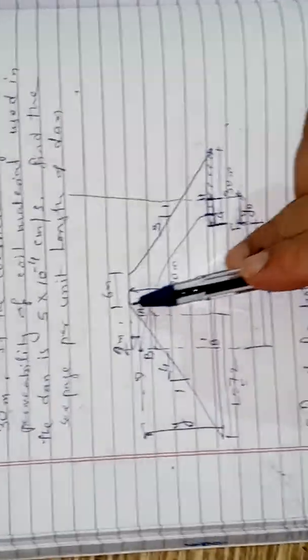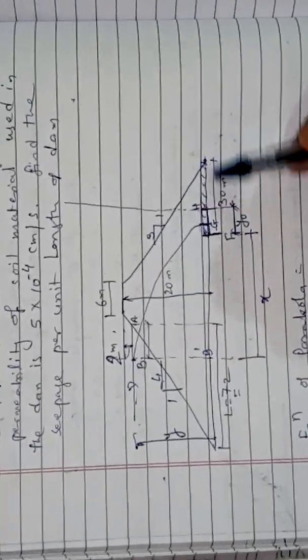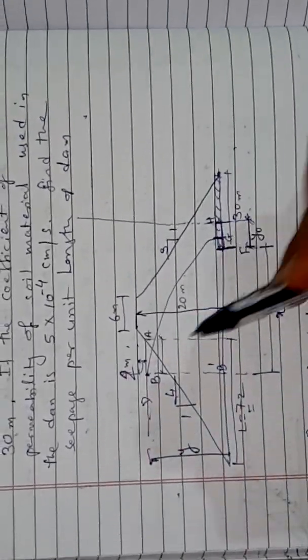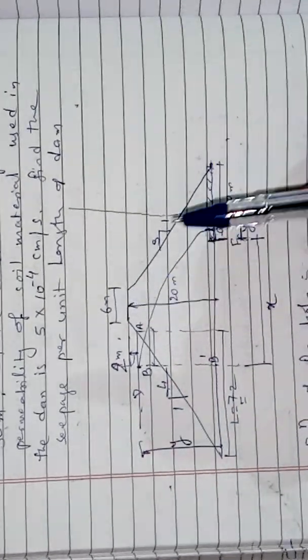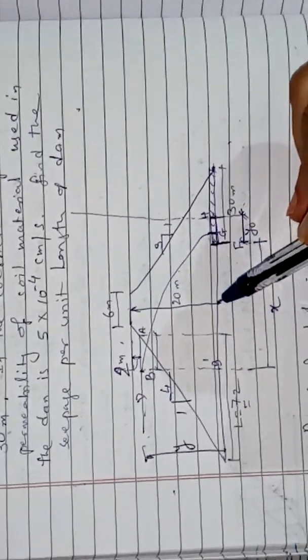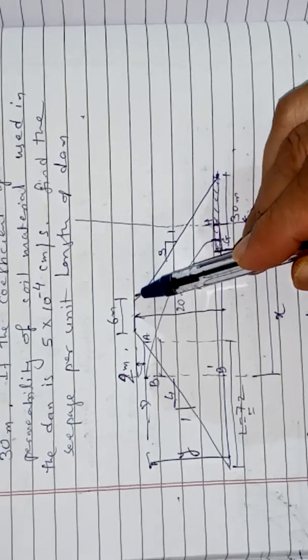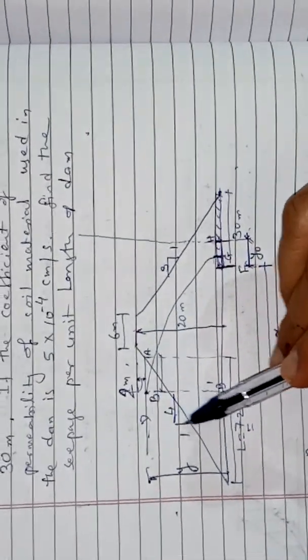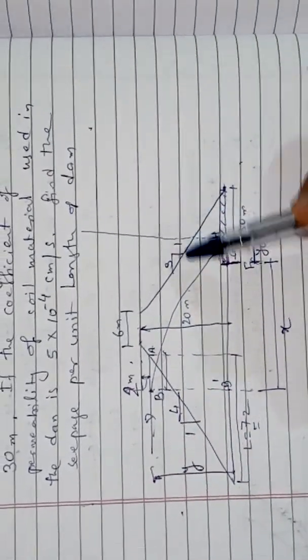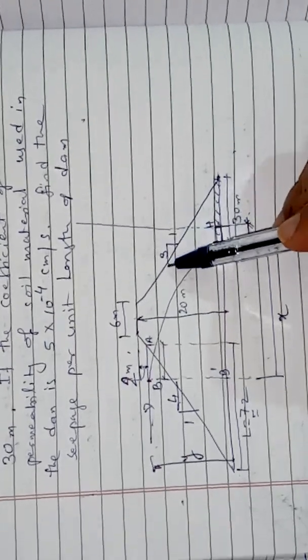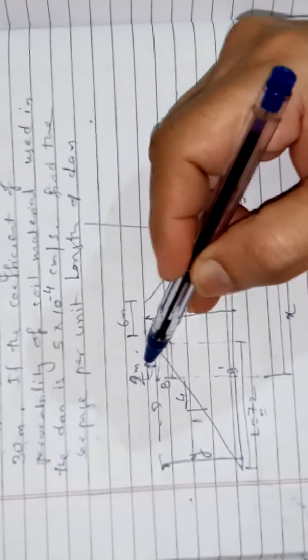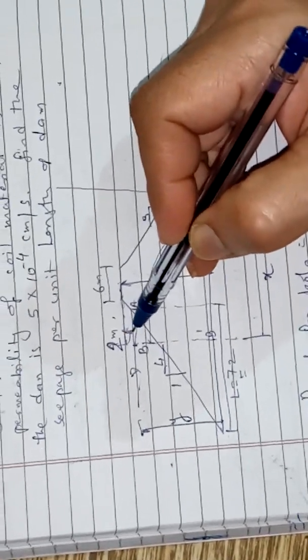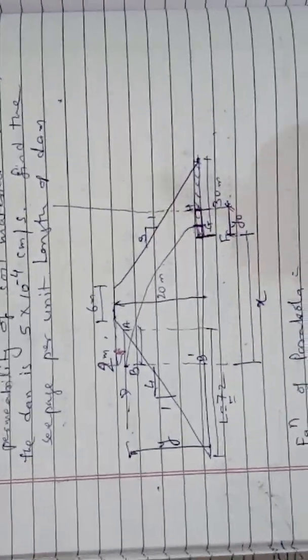So here the section of the dam is given in the sketch. This is the horizontal filter of length 30 meter. The dam is homogeneous section with a maximum height of 20 meter. Top width is 6 meter. The upstream slope is 1 vertical to 4 horizontal. Downstream slope is 1 vertical to 3 horizontal. And the freeboard, that is the distance between the top of the dam and water level, is given as 2 meter. So these are the details of the section of the dam given.